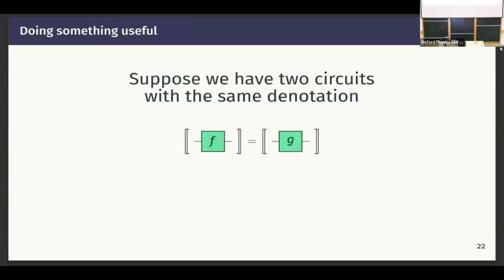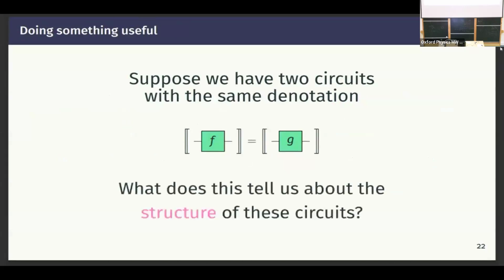Okay, so suppose we have two circuits with the same denotation, right? So they have the same behavior, they do all the same things.